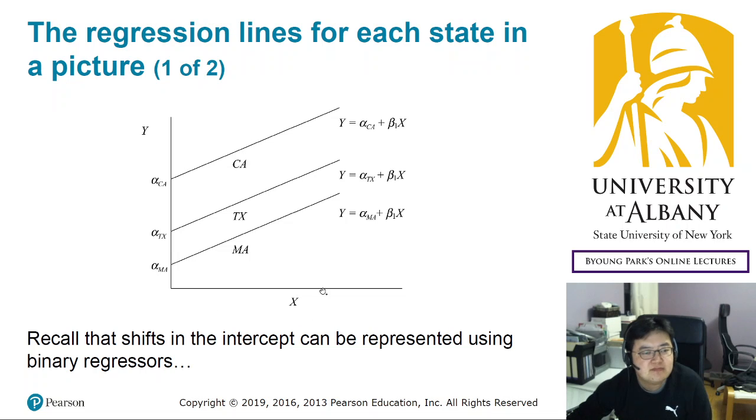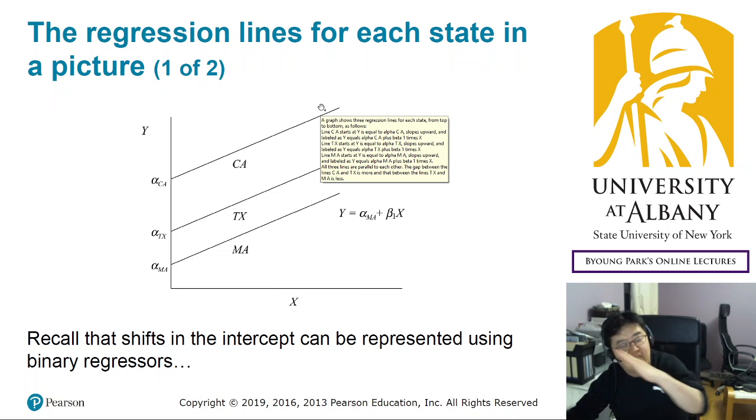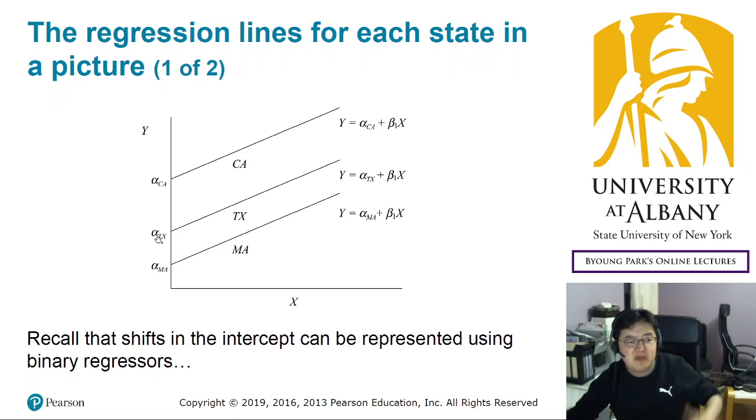Anyhow, suppose X is on the horizontal axis, Y, the outcome, is on the vertical axis, and then Massachusetts starts from here at this slope, and Texas starts from here at the same slope, and California starts from here at the same slope. So the slopes are the same, so they are parallel to each other, but their intercepts may be different.